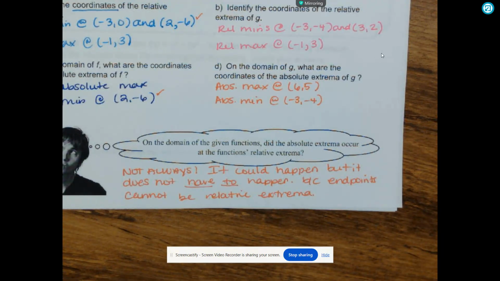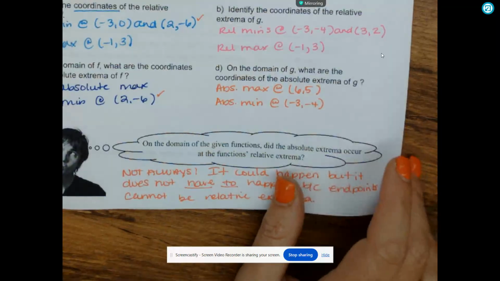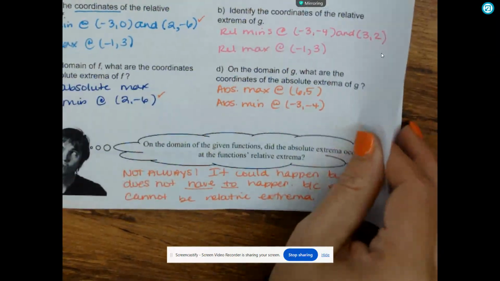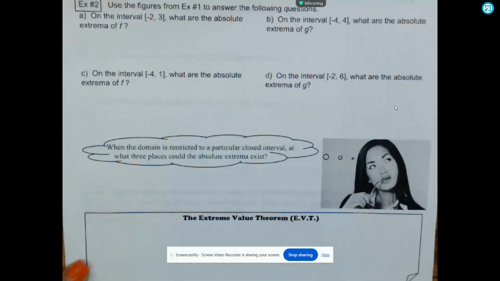All right, now, y'all's is on the same page, so doing example 2 will be easy because you're still using the same graphs that we used in example 1, okay? Mine are on 2 different pages, so it's going to be a little different for me. It's okay. All right, so use the figures from example 1 to answer the following questions. On the interval -2, 3, and both of those are inclusive, what are the absolute extrema of f? Okay, so this time we're not talking about the whole graph. We're only talking about the parts that are from -2 to 3.